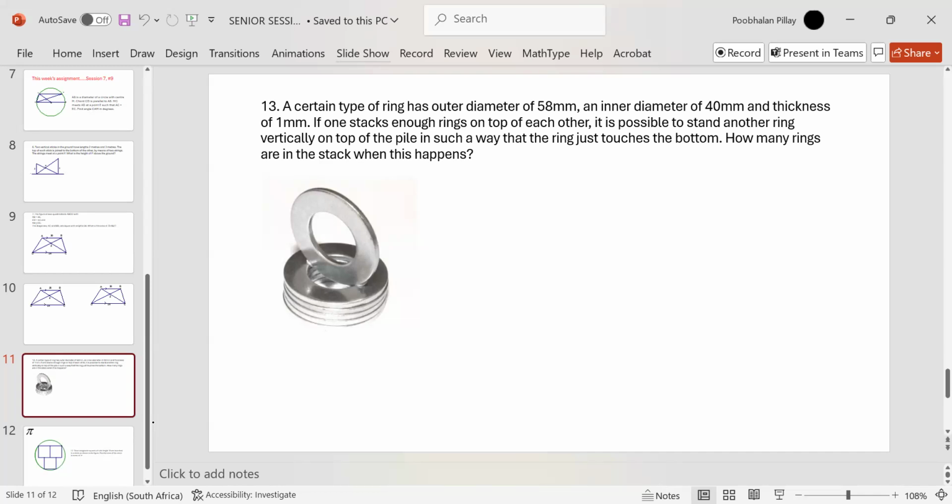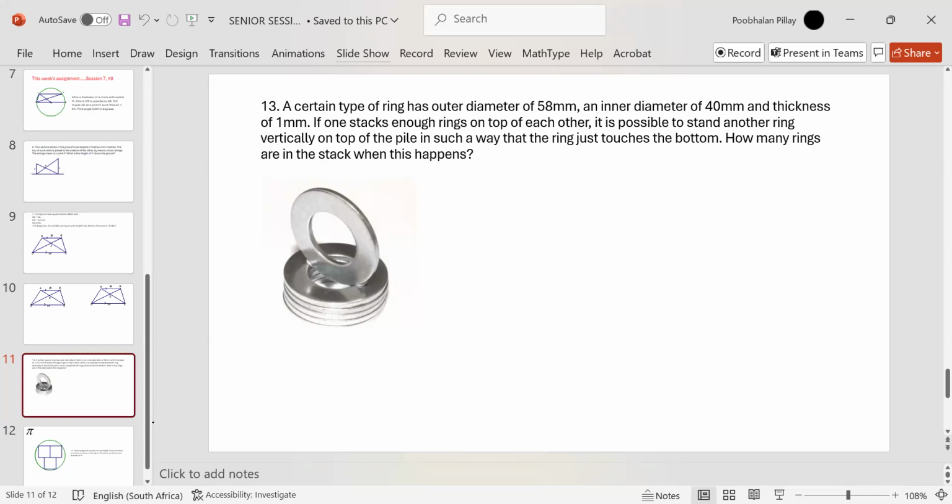So the outer diameter is 58. The inner diameter is also given. It's 40. The outer one is 58. And it's got a thickness. The thickness of this thing here, from here to here, is just 1 millimeter.